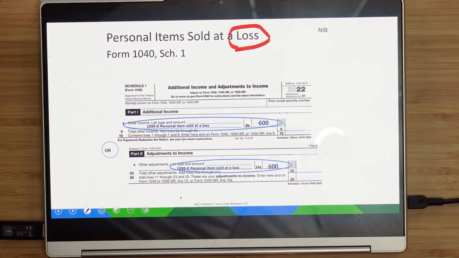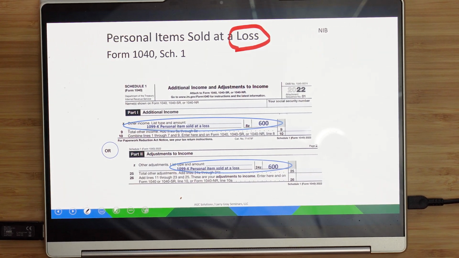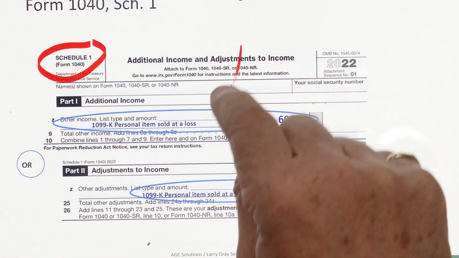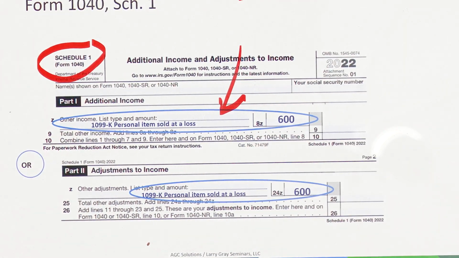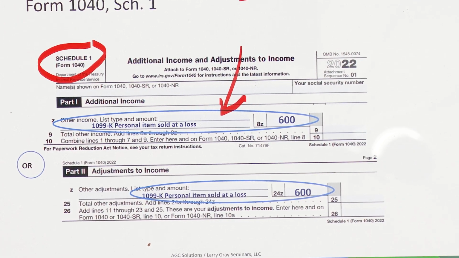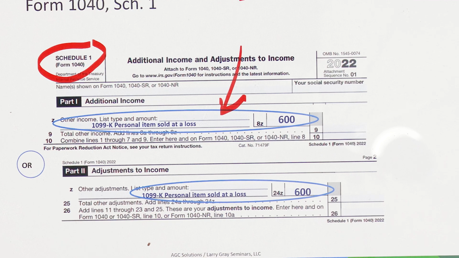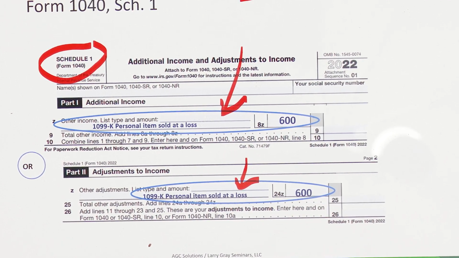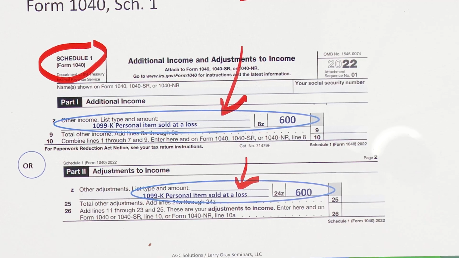We're going to report it just like we did the error. The first way is we're just going to go to Schedule 1, then come down here, and enter 1099-K, personal item sold at a loss, $600. Then on the adjustments to income, we're going to go on that schedule and enter 1099-K, personal item sold at a loss, $600. The $600 offsets the $600, but remember, we paid $1,000 for it. So I'm going to show a second way of reporting it.